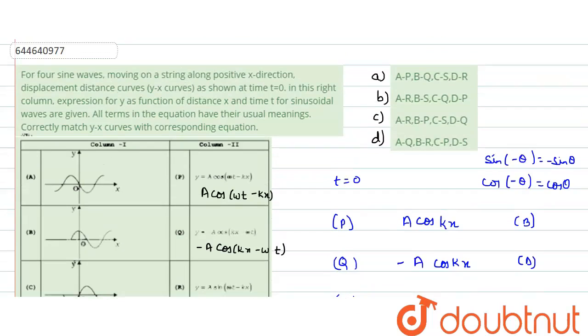So which of the options would be correct? So A is matching with R, B with P, C with S, and D with Q. So the correct option would be our C option. So hope you have understood the solution.